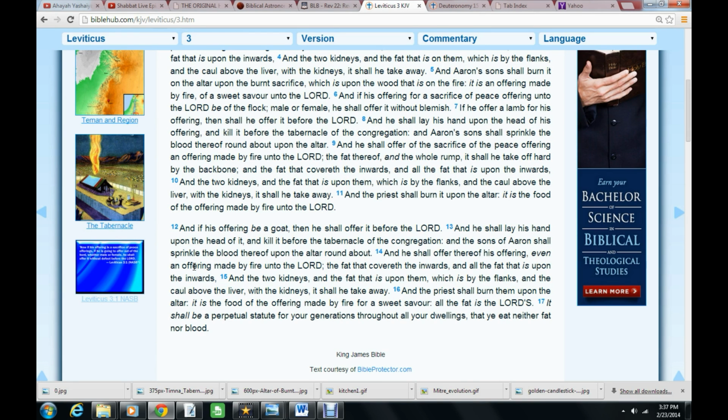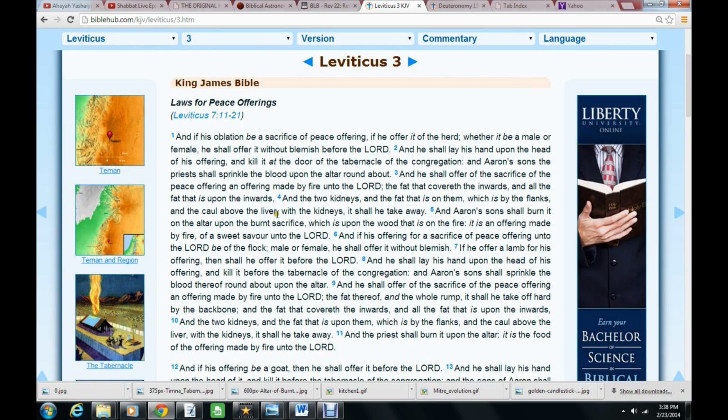And if his offering be a goat, then he shall offer it before the Most High. And he shall lay his hand upon the head of it, and kill it before the tabernacle of the congregation. And the sons of Aaron shall sprinkle the blood thereof upon the altar round about. And he shall offer thereon his offering, even an offering made by fire unto the Most High. The fat that covereth the inward, and all the fat that is upon the inward. So with all of them you do the same thing, whether you're using goat, the sheep, or the ox, or the bullock.